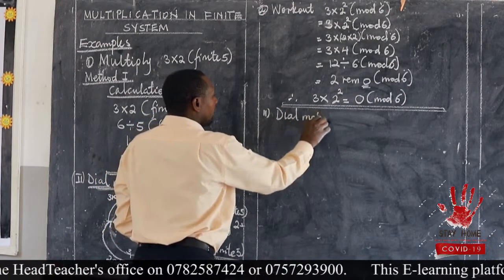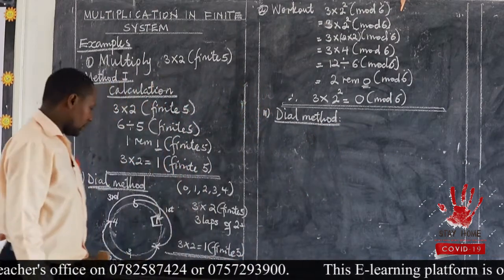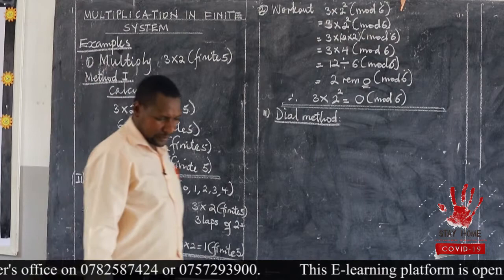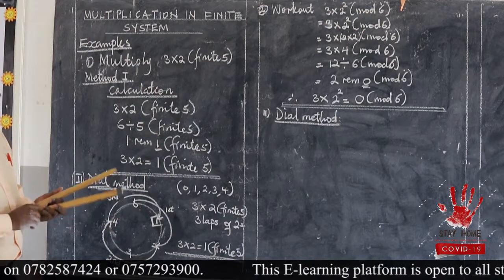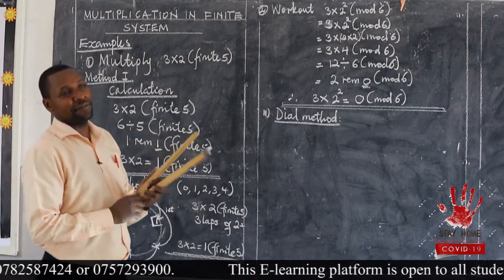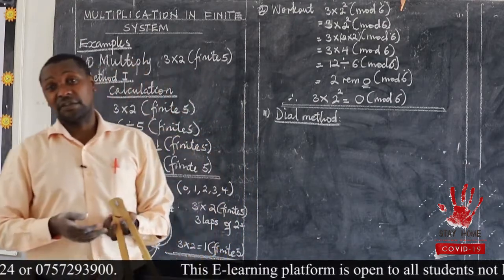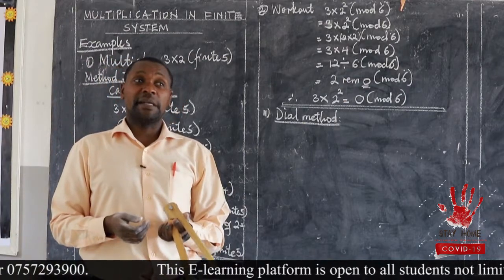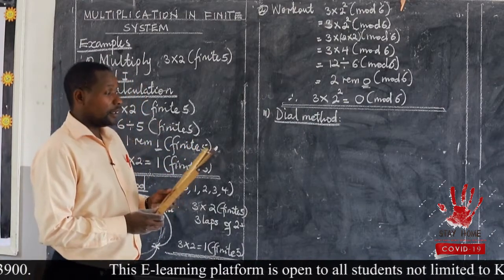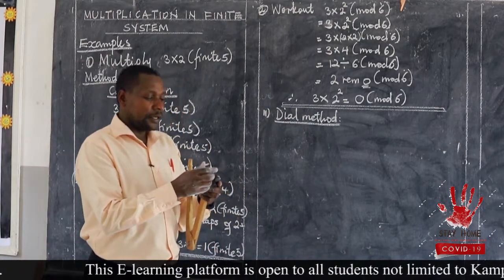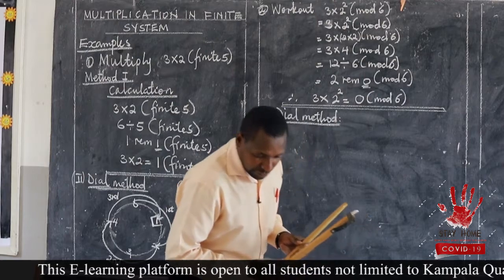Dial method. For this case, somebody's asking himself, herself, teacher, then how does that one work? It is very tough. No, it isn't. Everything is possible in this case. In mathematics, everything is possible. That's why we have some negative answers, that's why we have decimal answers, that's why we have fractions. To mean that everything is possible in mathematics. We don't have impossibilities. So you have to be careful of the word impossible. Impossible means nothing can be done, and in mathematics, sincerely, we don't have that.